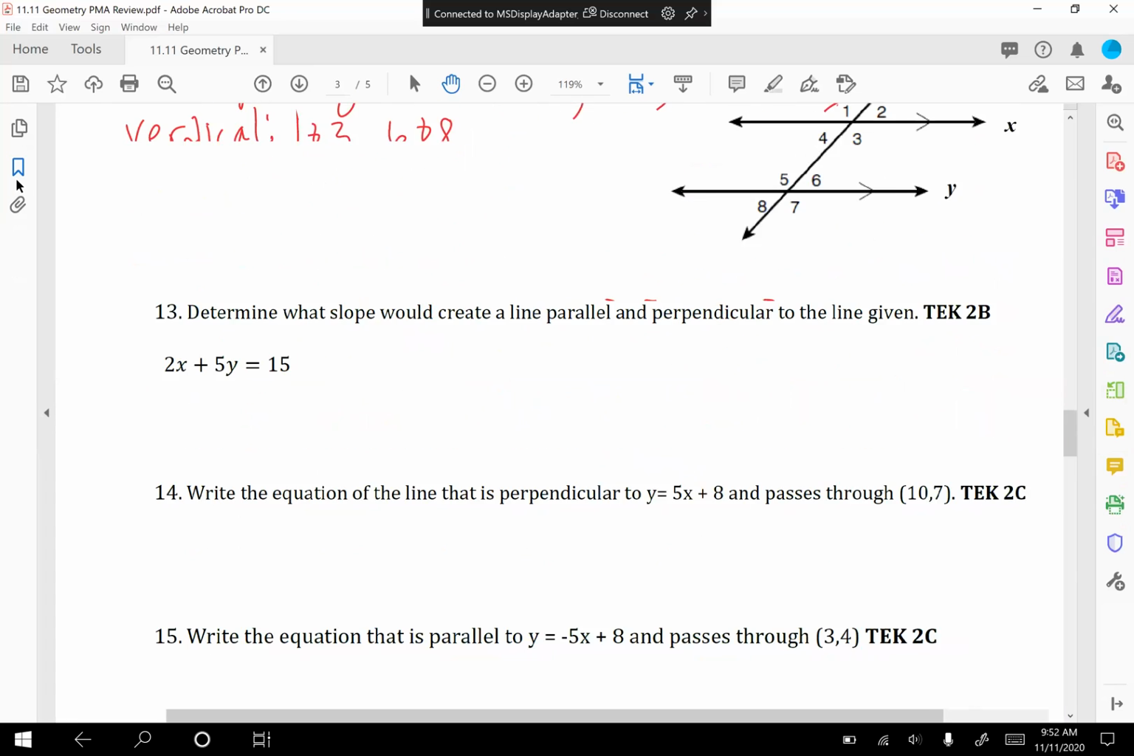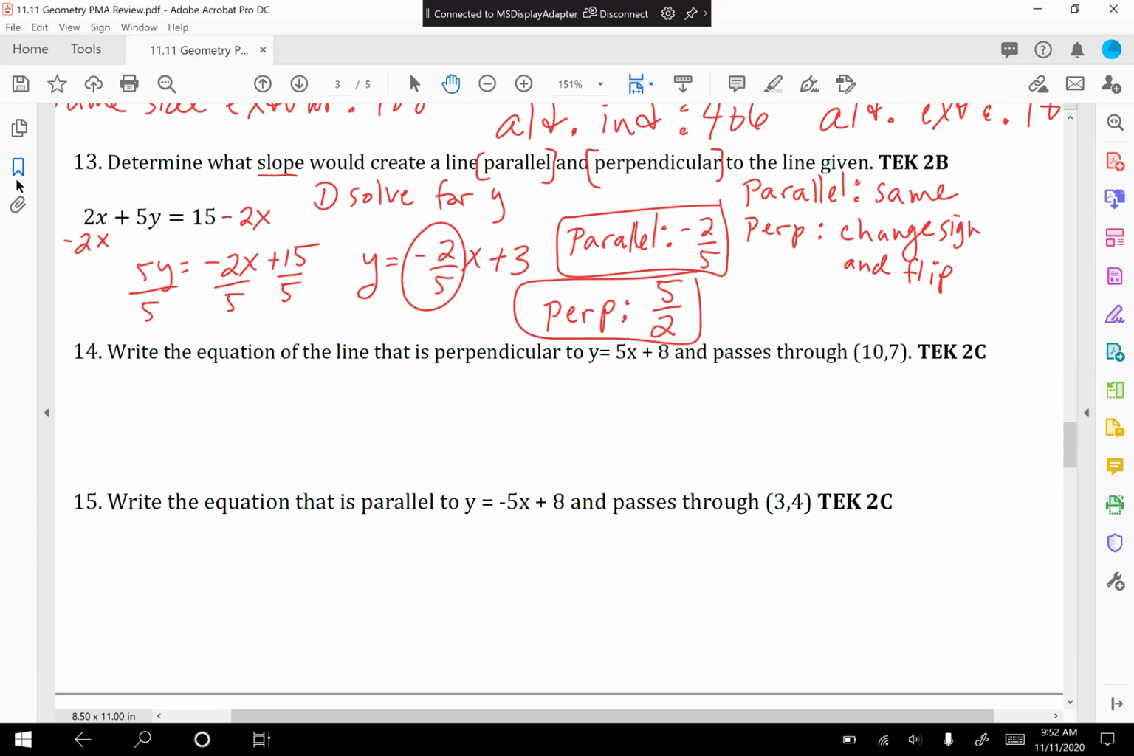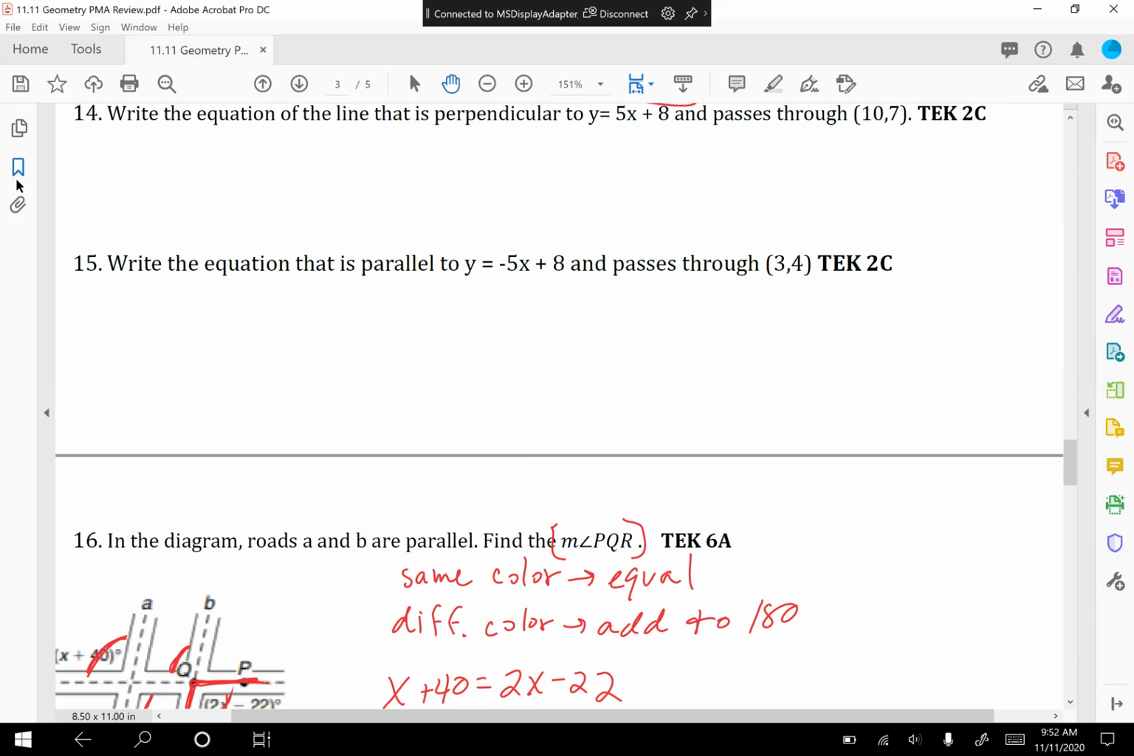Okay. I'm not going to do number 14 because I'm going to do another one that's on a graph that goes like that.